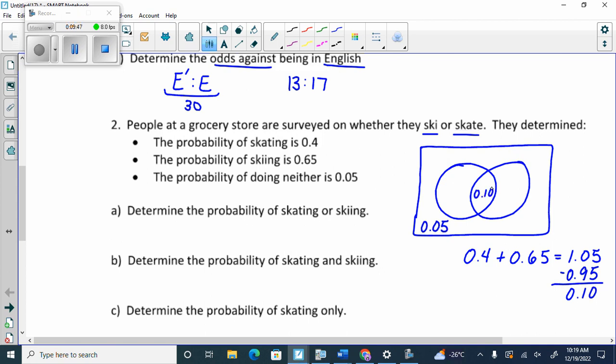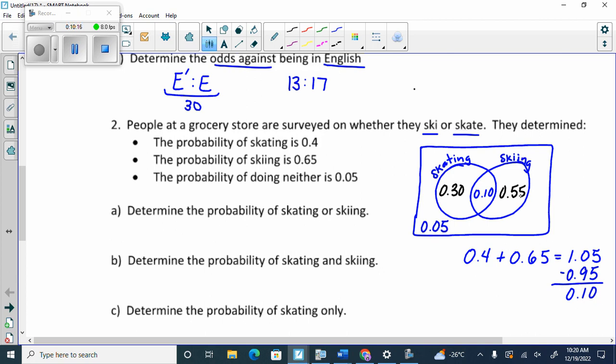Then I need to label skating, skiing. So skating, does it say skating only? It says skating. It's 0.4. Do you agree? So how much is skating only? 0.30, yep. Skiing is 0.65. I take off the 0.10 and I'm left with 0.55.